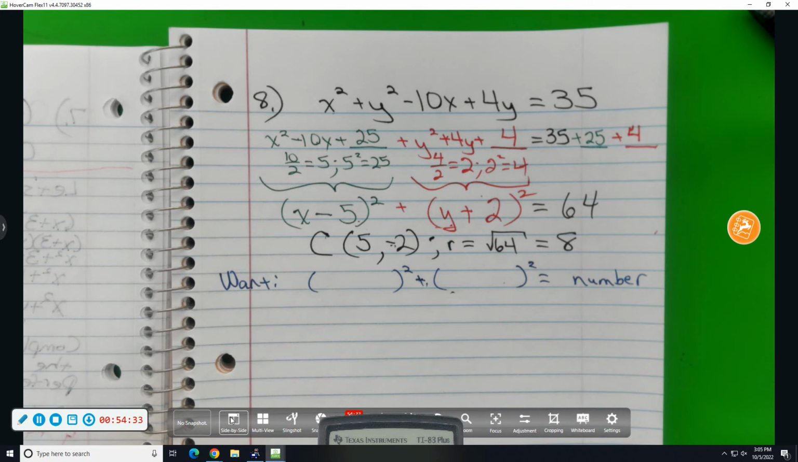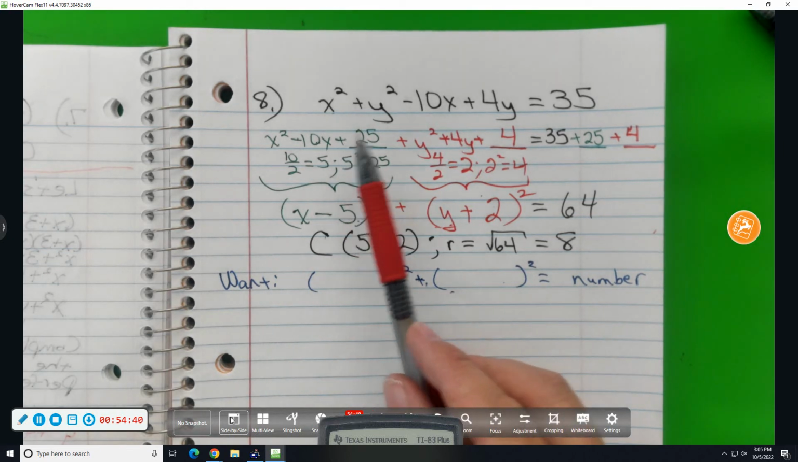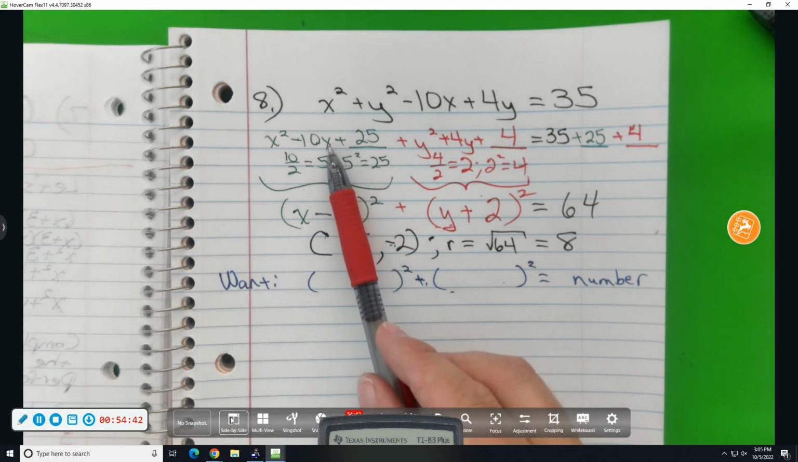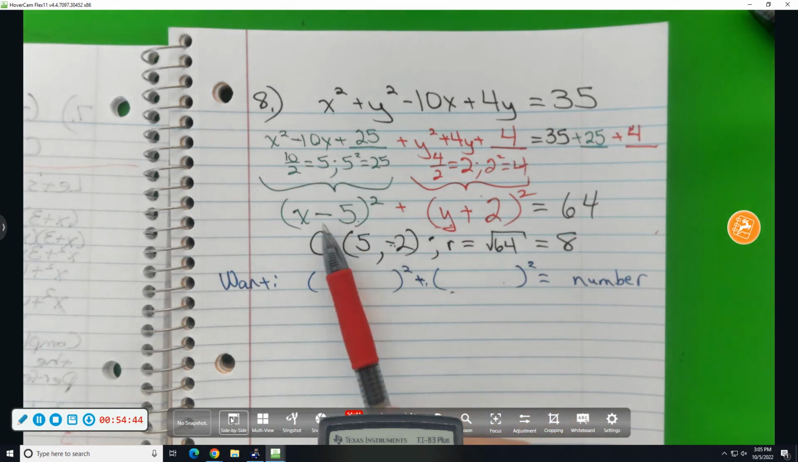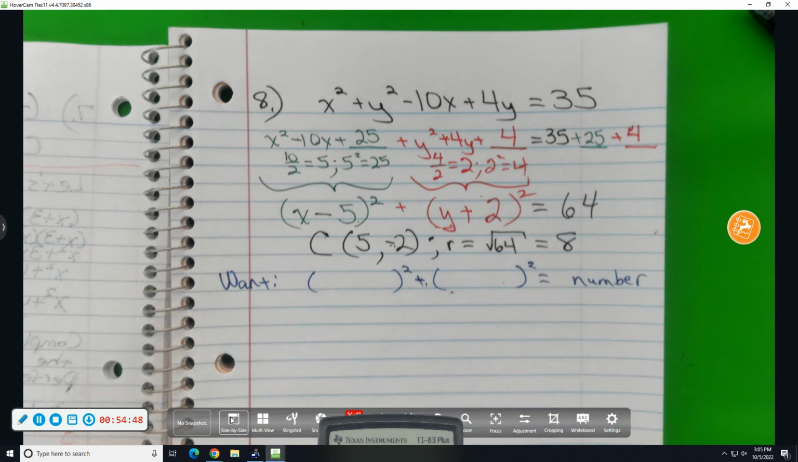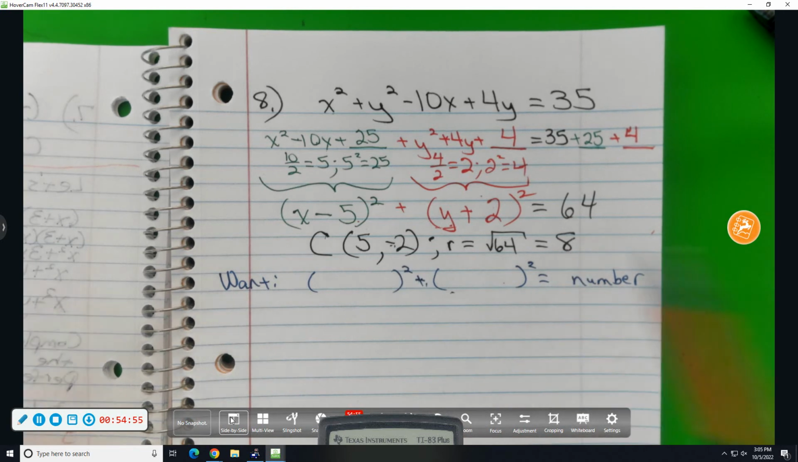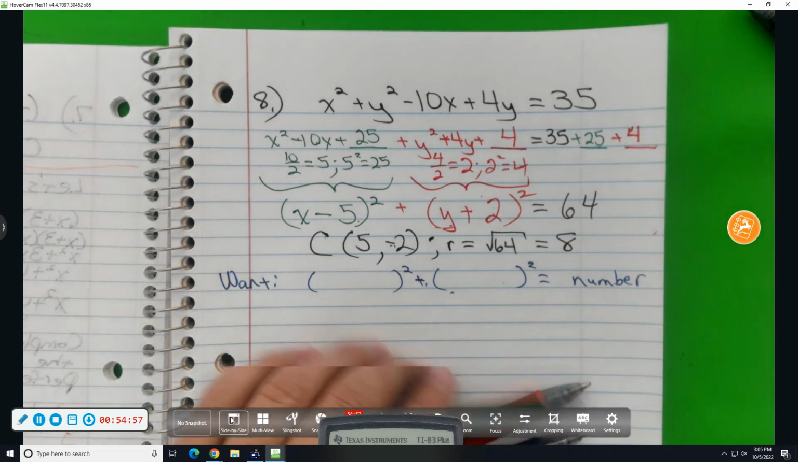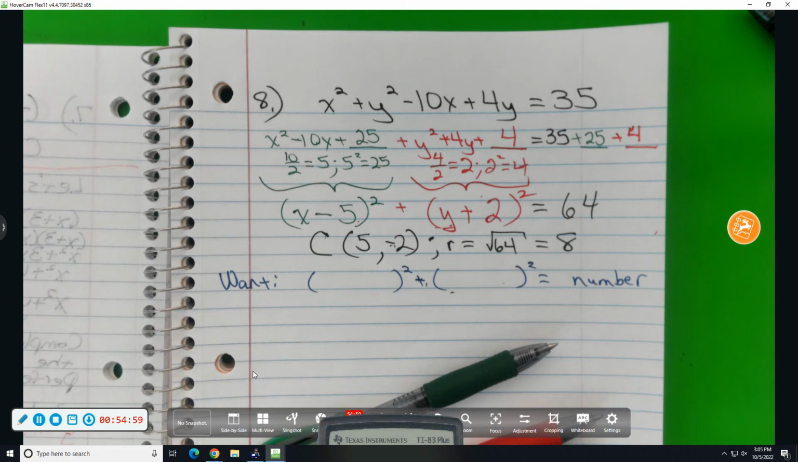This process is called completing the square. We completed the square for the x's. We turned this stuff into a perfect square trinomial that'll factor as a binomial square. We did the same thing for the y's. And remember, if we're drawing a graph, we need the center and the radius. That's what we have: 5, negative 2, and a radius of 8.